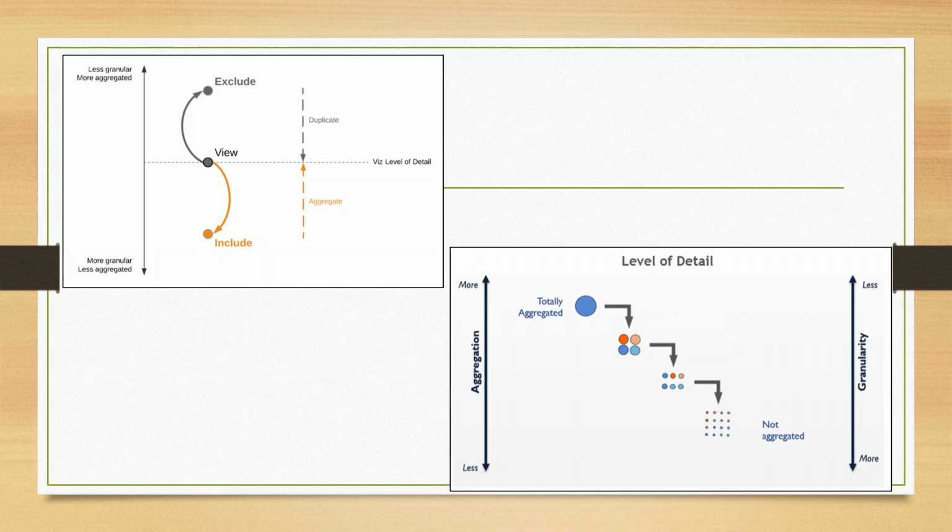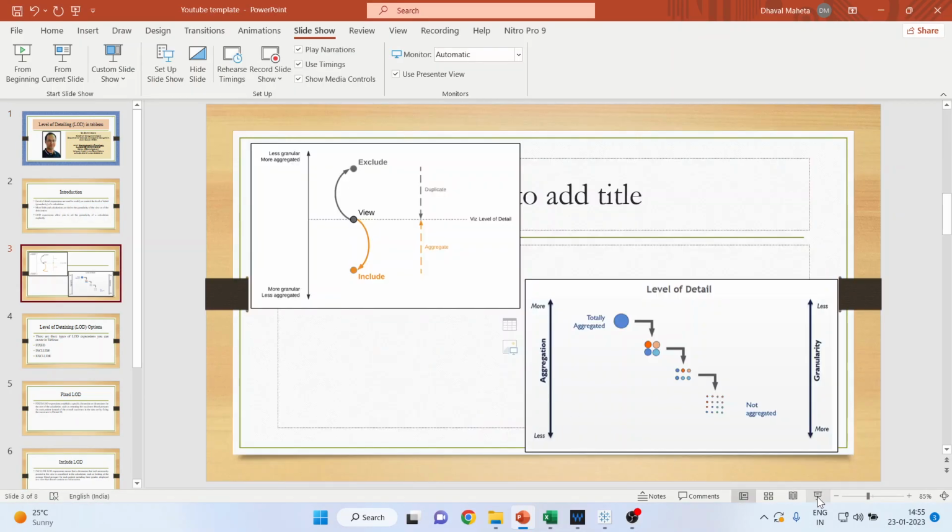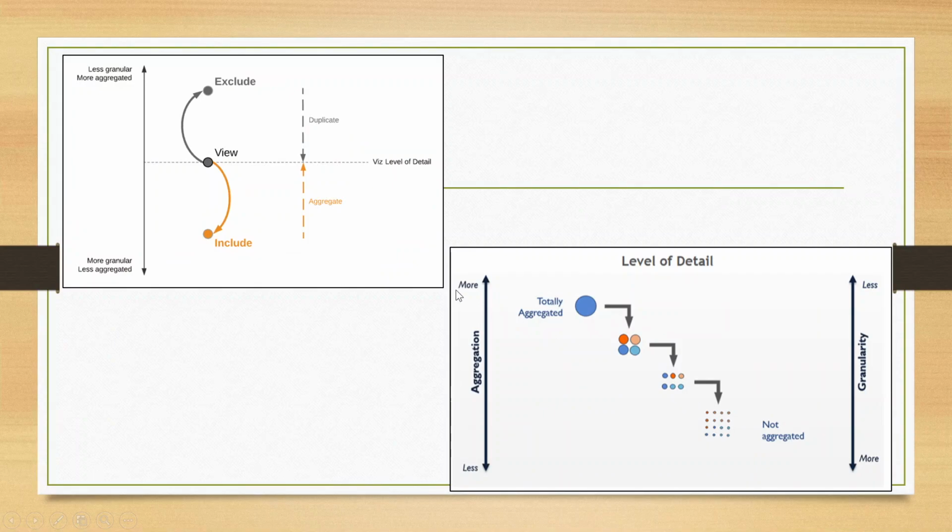Now let us try to understand the concept of granularity with the help of two charts. The first one: if I want to have less granular, more aggregated data, I will be using the exclude function. If I want more granular and less aggregated data, then I will use the include function. Now we talk about the second chart.